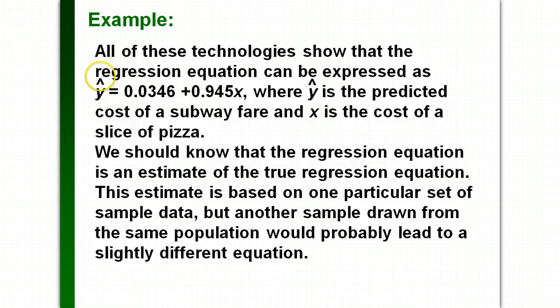And this is what we're talking about. This describes the relationship between the x value, the cost of a slice of pizza, and the predicted y value, the cost of subway fare. So you tell me what a slice of pizza costs, and I'll tell you an approximation for what the subway fare is by taking the cost of the pizza, multiplying it by 0.945, and adding 0.0346. That's what this is doing here.